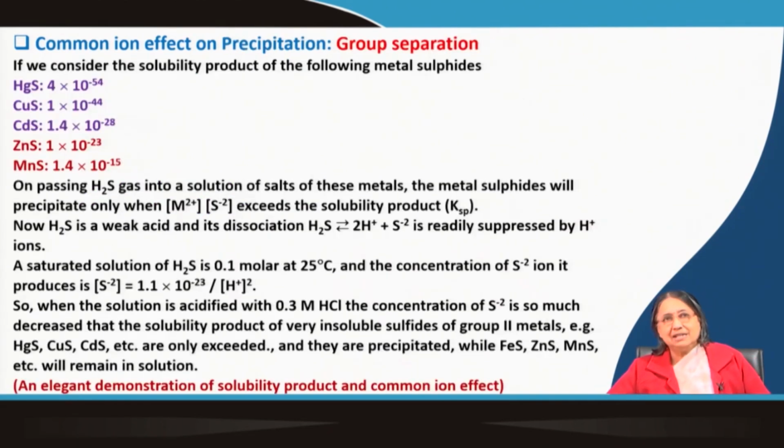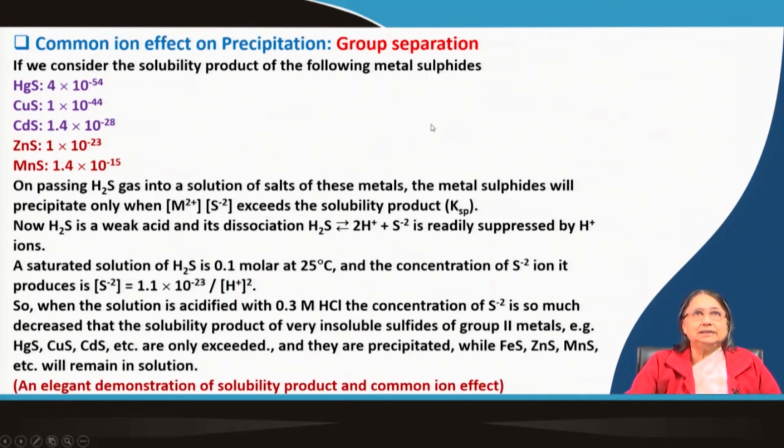So, this has enormous applications in many cases. Say for example, in group separation, those who are from a chemistry background will see it in group separation. What is there? Here all the sulphide salts are considered. You can see here mercury sulphide and copper sulphide and cadmium sulphide. You see the solubility product, it is so small, they are very insoluble compared to zinc sulphide and manganese sulphide. Okay. So, what is happening?